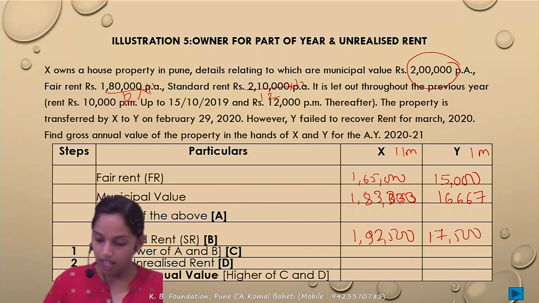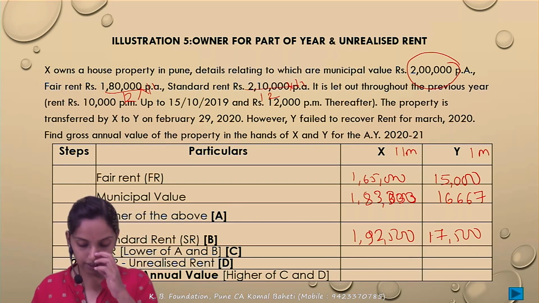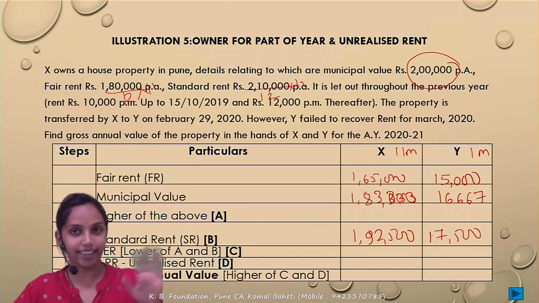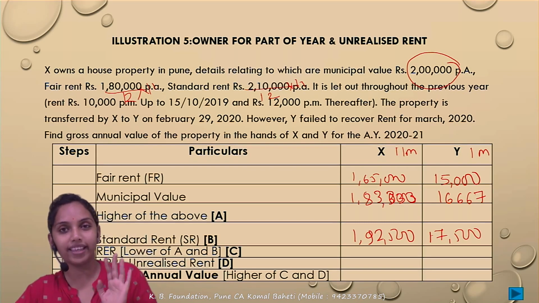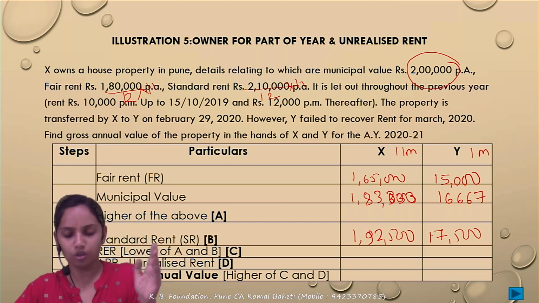Next, how to calculate this? अभी यह vacancy loss है क्या? नहीं, there is no vacancy loss. Only unrealized rent is there. और वो भी किसके केस में? Y के केस में. X के केस में there is no unrealized rent. तो बहुत ही सिंपल है.